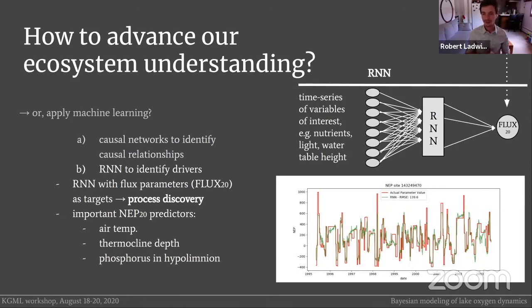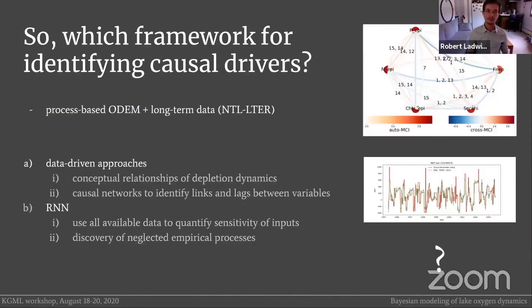And here on the lower right, you can see a first result. So the RNN is able to replicate the dynamics of the NEP20 parameter, so the net ecosystem production. And we also did a really simple sensitivity study, and we got to know that for the NEP20 predictions, the air temperature, the thermocline depth, and the phosphorus in the bottom layer were the most important ones. So this is also a really interesting first result that we could use to advance our process-based model for the next step.